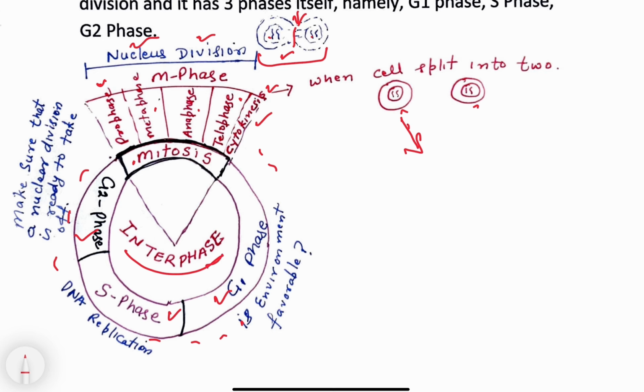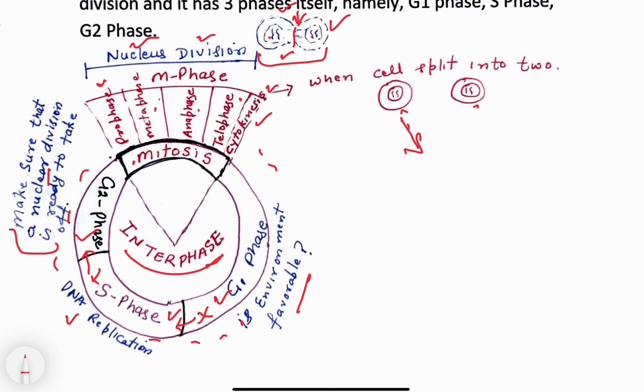The first part of the interphase is the G1 phase. It checks if the environment is favorable for the cell to go for DNA replication. If anything goes wrong here, it does not go to DNA replication. Similarly, in S phase, if it detects any abnormalities in DNA replication, it does not go to G2 phase. And G2 phase checks if the cell is ready for the nuclear division, the nuclear division that I described right here.